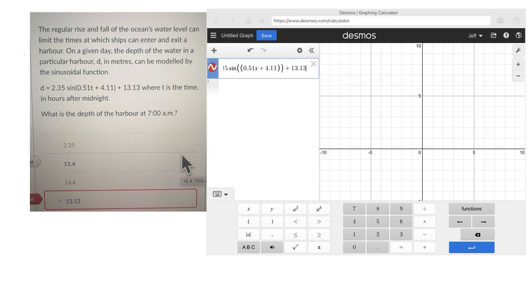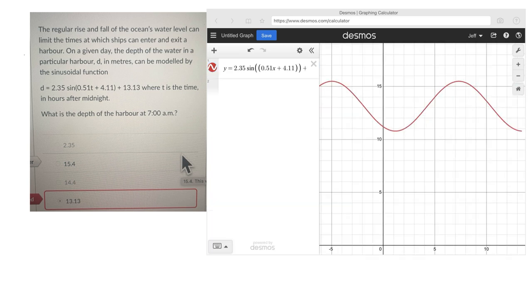A couple of things to watch: make sure that you have enough brackets on that sine function. That 13.13, the vertical displacement, has to be outside of the brackets. Okay, I can't see my graph, but my vertical displacement is 13, so it's got to be up a little bit. Oh, there it is. Okay, good.